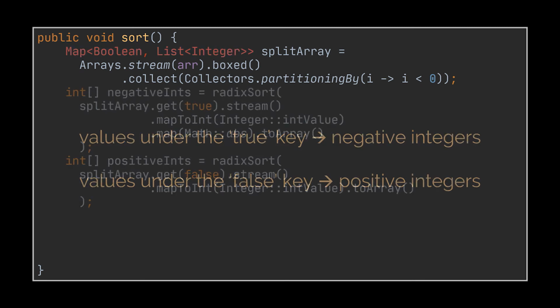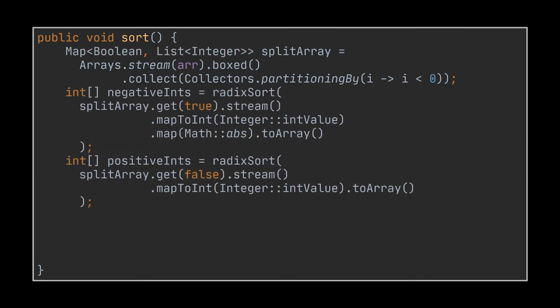Next, we need to call the Radix Sort algorithm on each of these arrays. However, the type stored inside the map is a list of integers, which is the wrapper class. But what our Radix Sort method expects is an array of int, the primitive type. Therefore, we had to map this list of integers to an array of int. This was done here using the streams.mapToInt method. Notice also that for the case of the negative array, we mapped the integers to their absolute value using the Math.abs method. By doing that, we will be providing our Radix Sort method with positive values only in both cases.